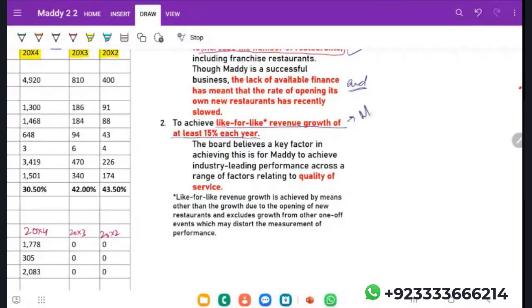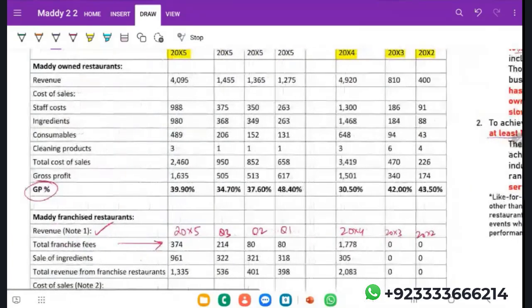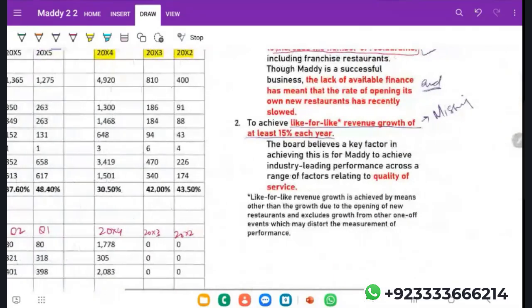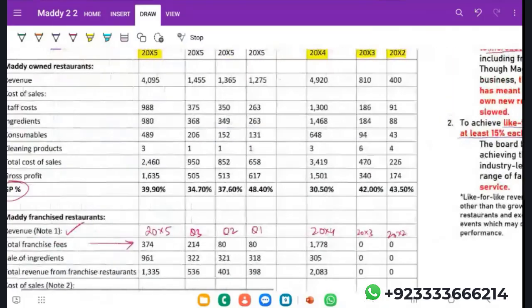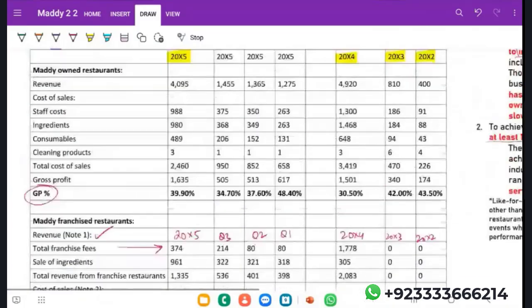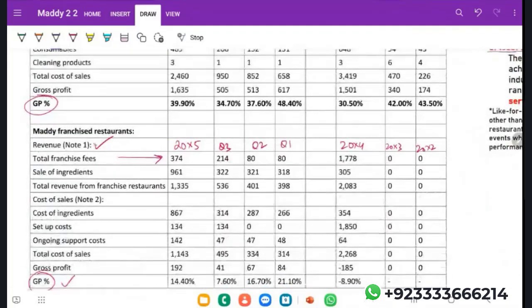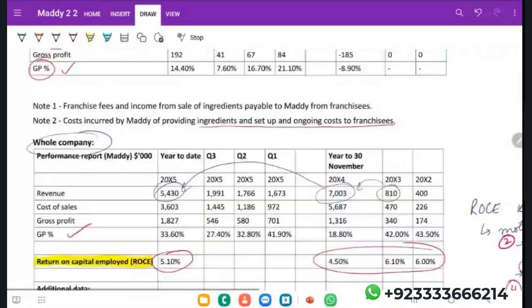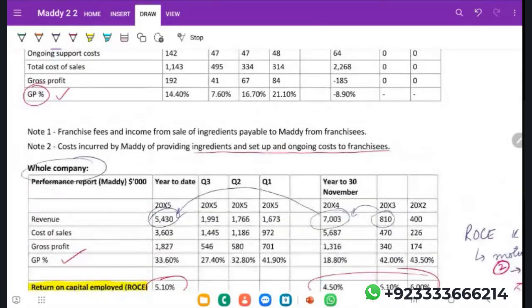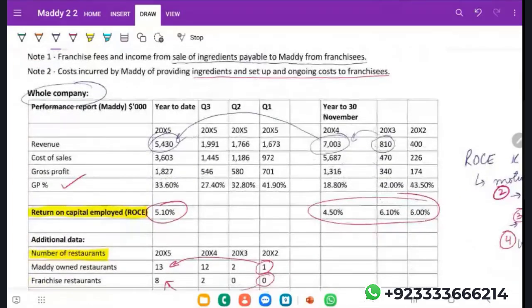Missing, right? They are saying to achieve like-for-like revenue growth, right? What is note number one which is given here? Franchise fee and income from sale of ingredients payable to Medi from franchisee. That makes sense, right? But in this part, the overall revenue is given here.